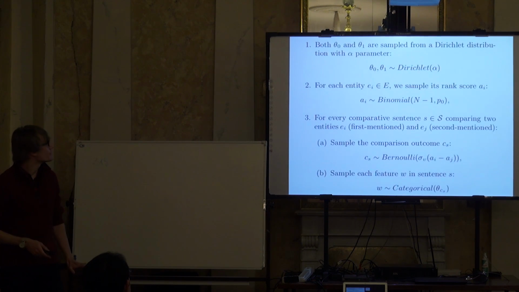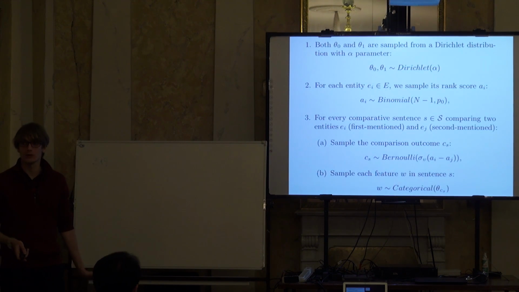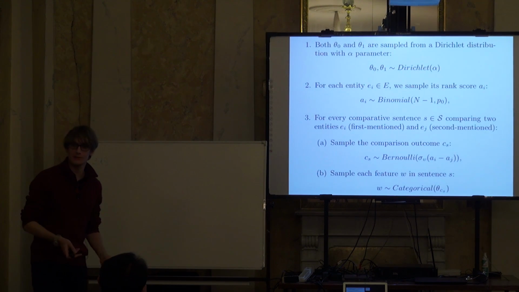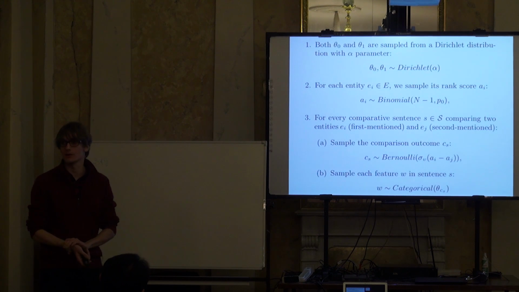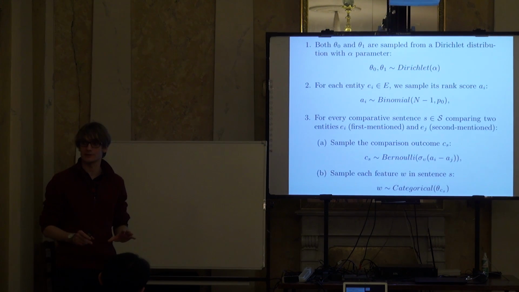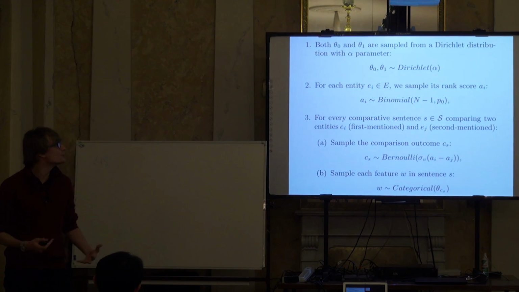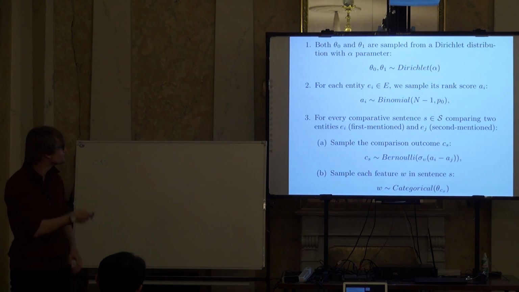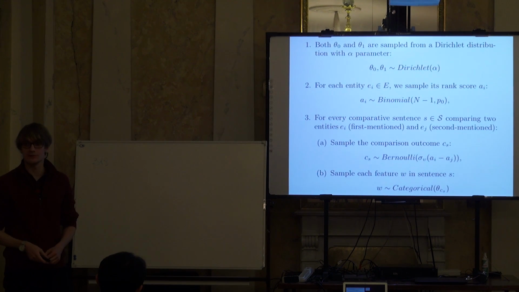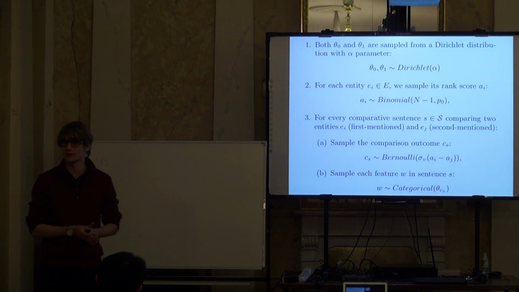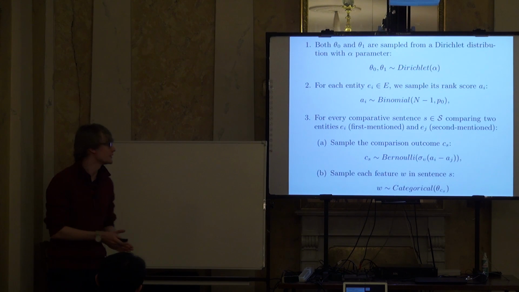So a little bit about the process in a more technical way. It's a generative model, and we proceed to generate and describe the set of comparative sentences in the following way. We essentially sample two word distributions, two feature distributions, then we indicate the rank for each entity, which we assume have no difference at the moment of generation.